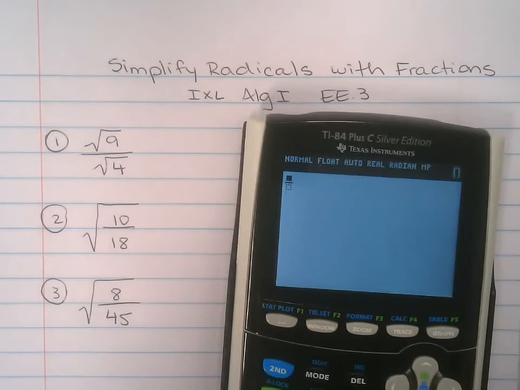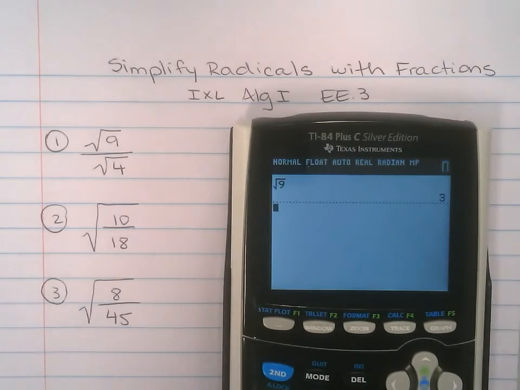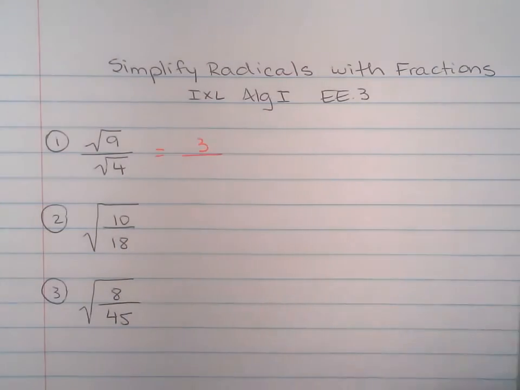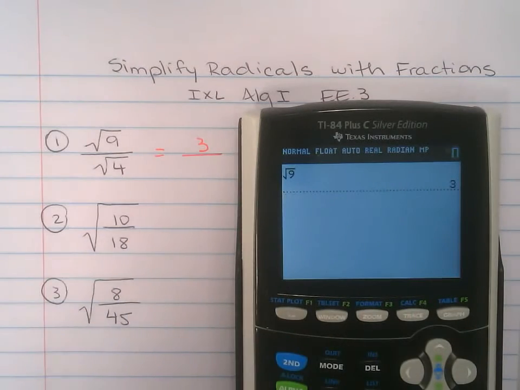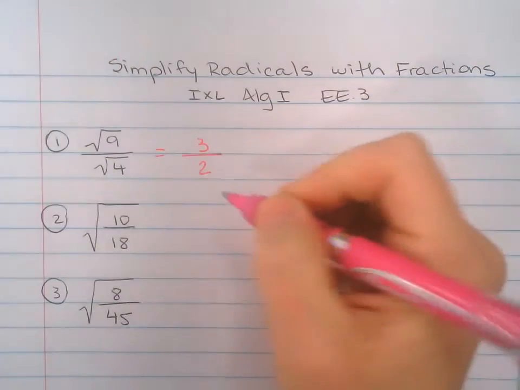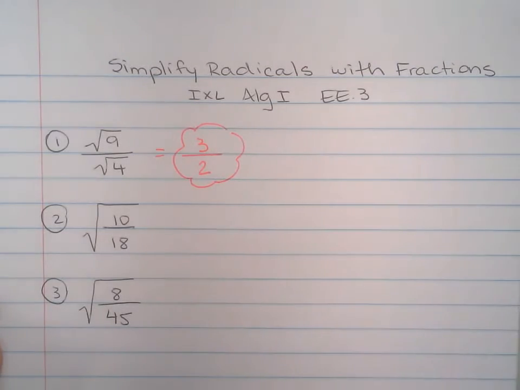So if you are to take the square root of 9, it's a perfect square. So you get 3. You take the square root of 4, you get 2. There's nothing you can do to simplify that fraction. So this is your final answer.